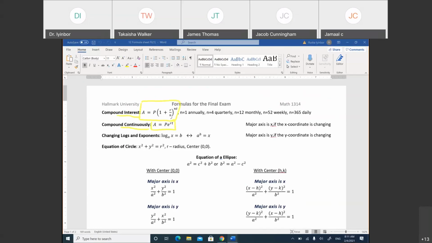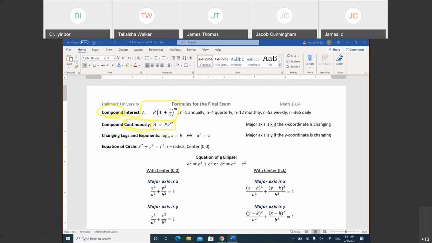So let's say you have a lot of money and you don't know what to do with it. This is just hypothetical. You're going to invest it in different investments. If you put it in a compound investment, the way to calculate the return is using this formula. If it's compounded continuously, that is the keyword, and this is the formula.